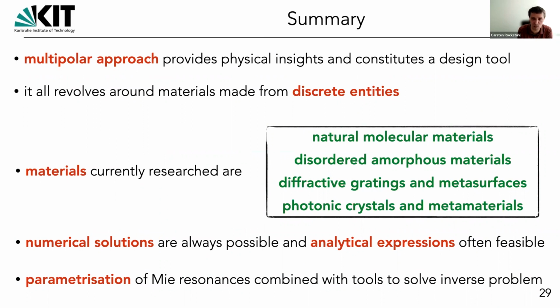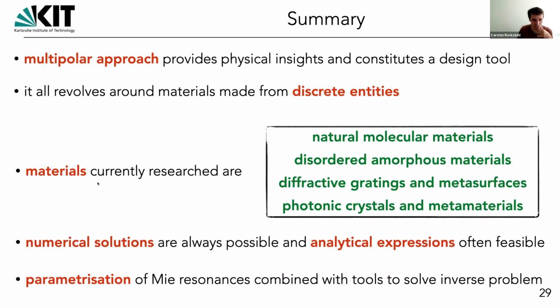I hope I could convince you that this multipolar approach based on the T matrix is very versatile and provides physical insights into the effects that you can encounter in photonic materials. It also constitutes a very good design tool. The limitation is that it revolves mostly around materials made from discrete entities, because it's the T matrix of a discrete object that you have to determine very precisely. But once you know the T matrix of this individual object, you can easily go to much larger architectures and describe the optical response very nicely.